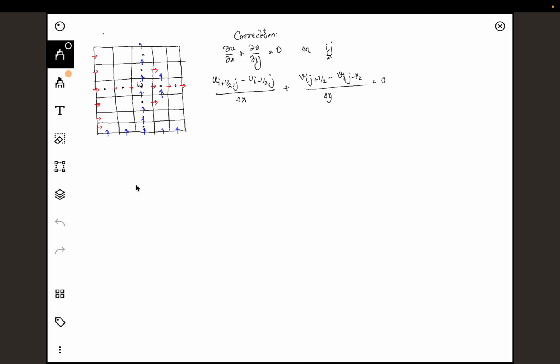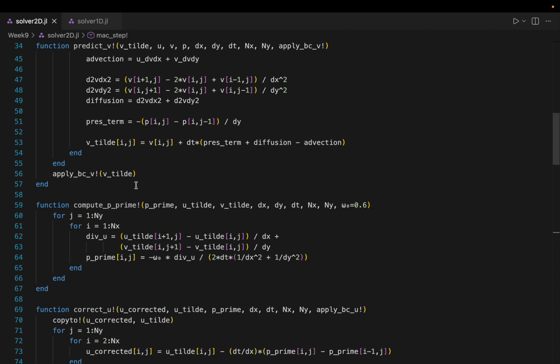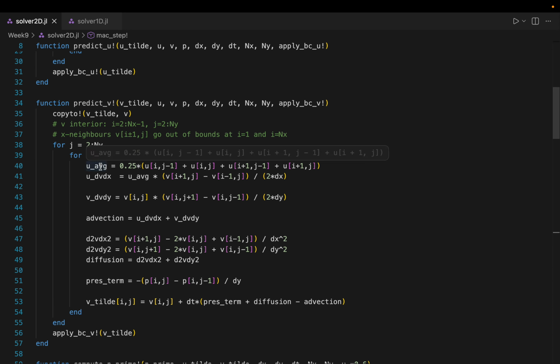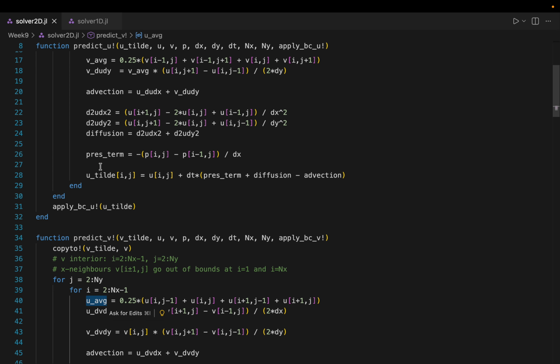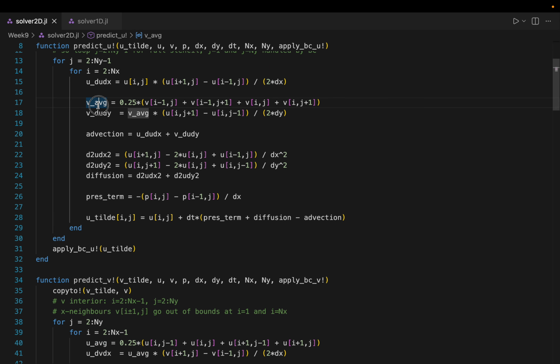I think there are no questions in the implementation part. Just like 1D, the only additional terms that we are adding here are this u average for the v velocity, and v average for the u velocity. These are the only additional terms. Remaining everything else is very similar to whatever is done in 1D.